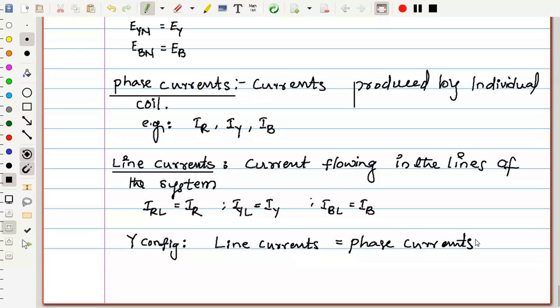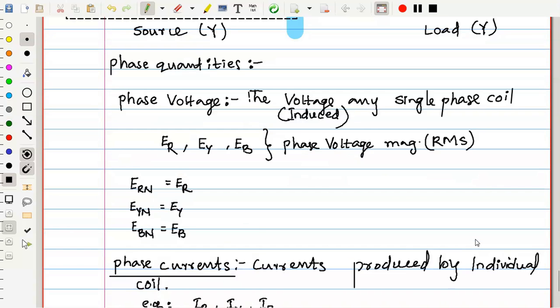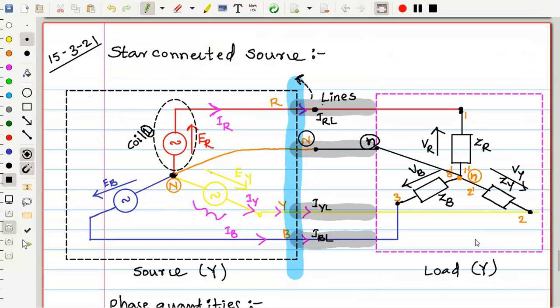Phase currents. And we want to introduce one more thing, line voltages also, that I want to discuss in this way. Generally, in the transmission system or in the distribution system, this neutral may or may not exist all the time. So that's why the line voltages are defined between the lines of the single phase generators.